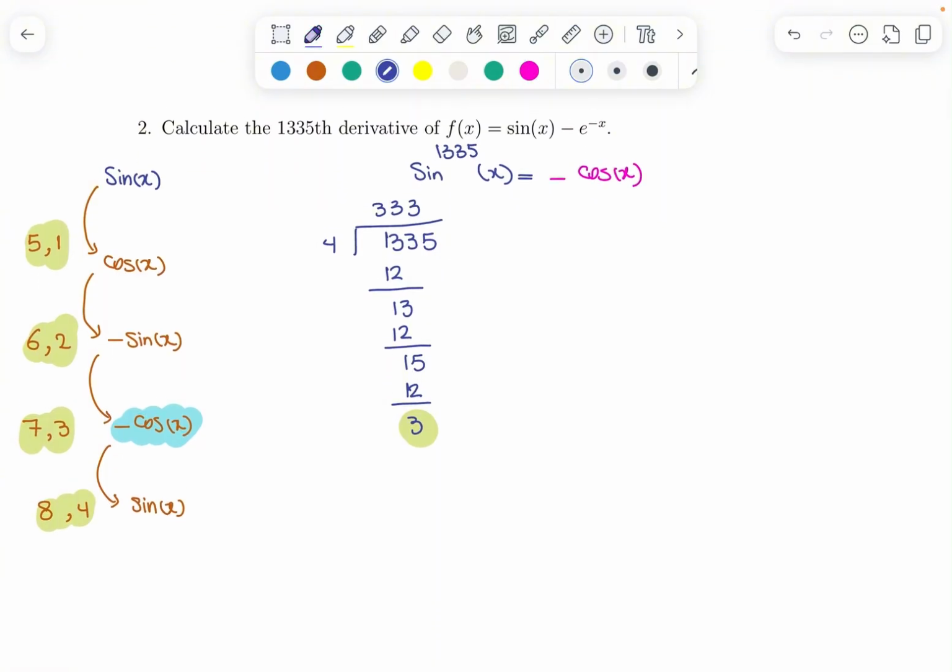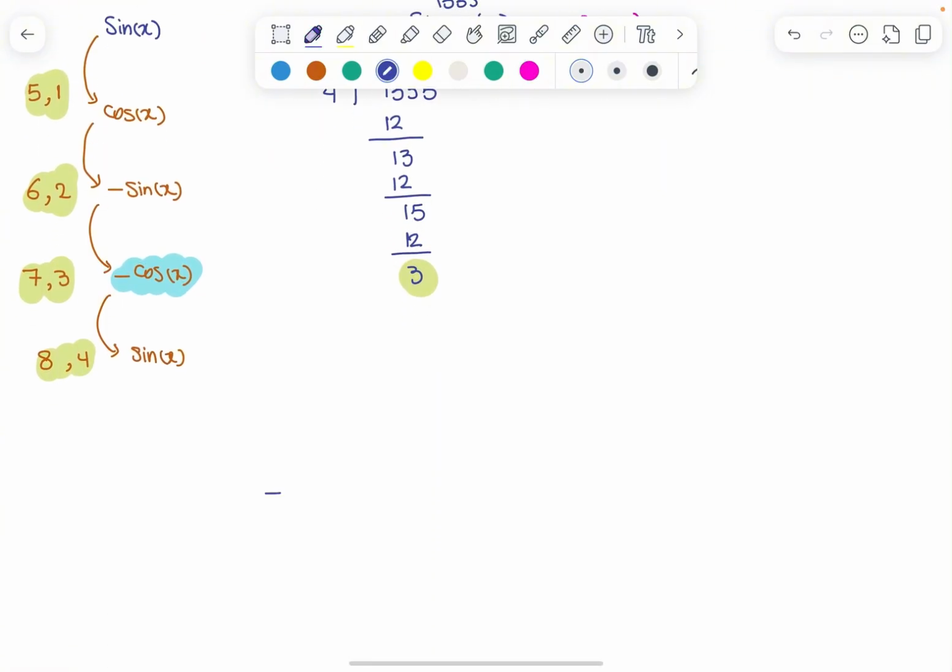The second part is negative e to negative x. If you take the derivative of negative e to negative x, you must apply the chain rule, because you have a function inside another function. Therefore, to find the first derivative of this function, you need to apply the chain rule and the constant multiple rule, because the negative would be a constant in this case.